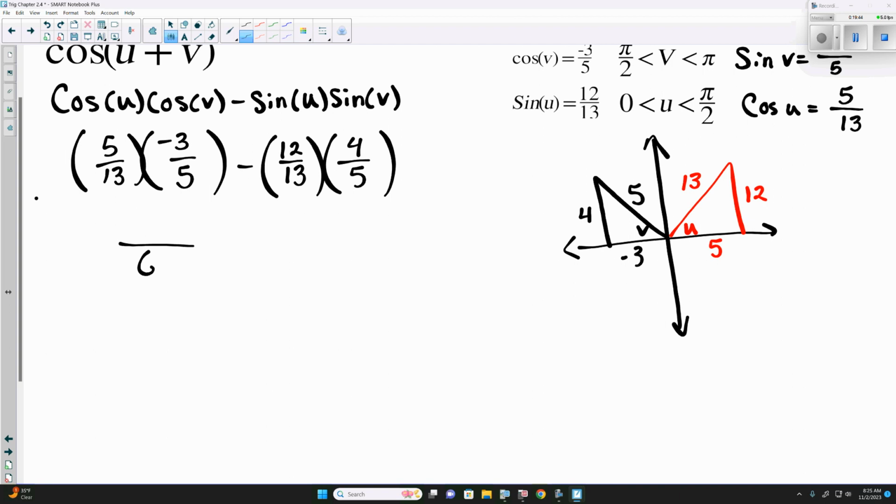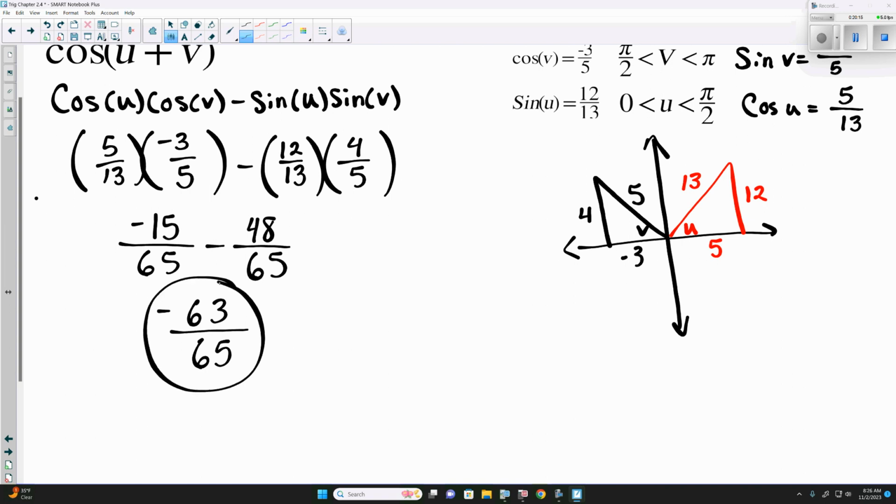I'm just going to do this by hand, because 5 times 13 in both cases is going to be 65. Our first, 5 times -3 is -15. 12 times 4 is 48. This is going to be very, very close to 65, but it will not cross it. And it'll be 63. So we have negative 63 over 65.